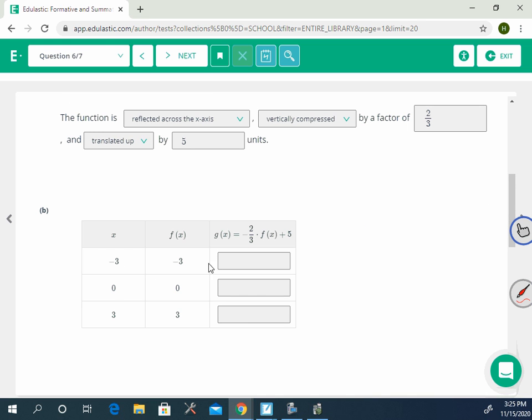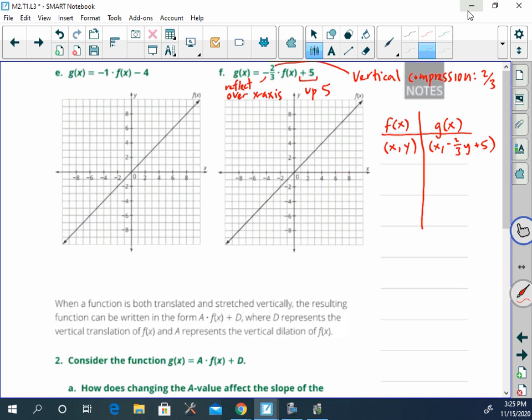Then for part B, I want to use these 3 points. So those are the points I'm going to use in my book: (-3, -3), (0, 0), and (3, 3). So let's go ahead and do those here. (-3, -3), (0, 0), (3, 3). So my x's stay as is.